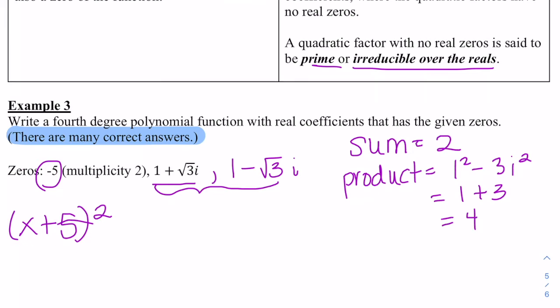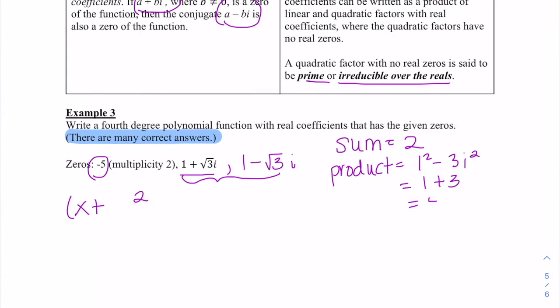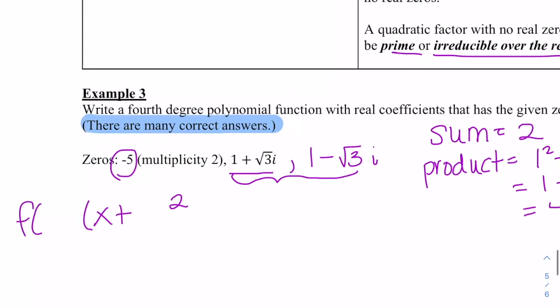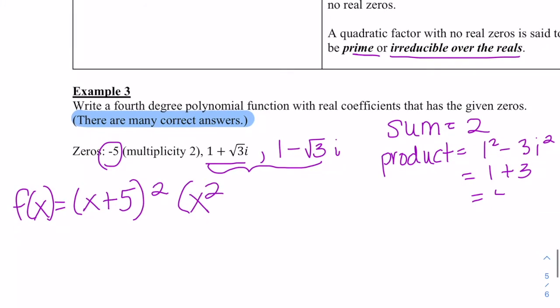So when I write this as a polynomial, we know that we can have this as the first term. So I'll put f of x here. So I could write my equation. So this is x plus 5 squared. And then for the second half, it's going to be x squared minus the sum plus the product, which is 4. All right, and then from here, we can leave it in factored form, or we can multiply it out. Okay, so if we have to multiply it out, we're going to have to distribute everything.